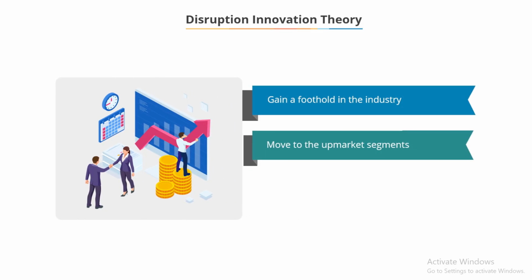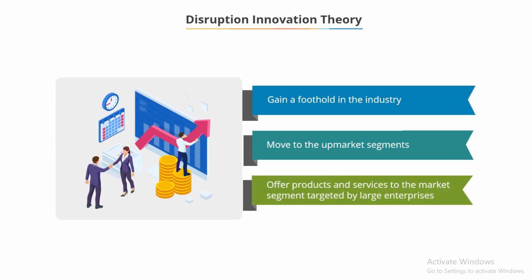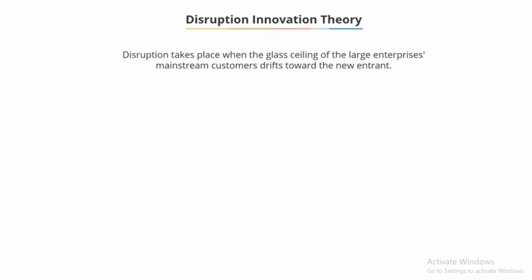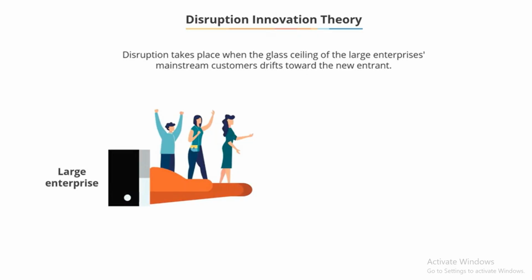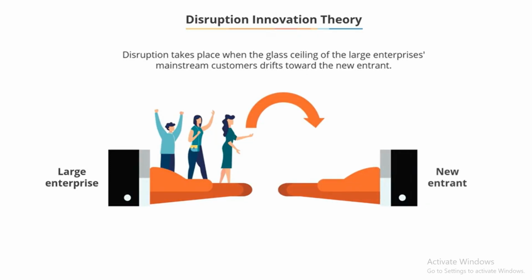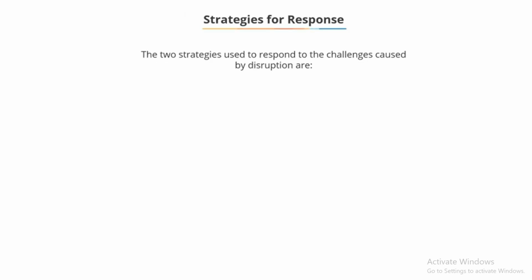Gradually, they move to the upmarket segments by offering products and services which can cannibalize the large enterprises' cash cow mainstream customers. The moment the glass ceiling of the large enterprises' mainstream customers drifts toward the new entrant, the disruption takes shape. Now, let us look at the two strategies that can be used to respond to the challenges caused by disruption.